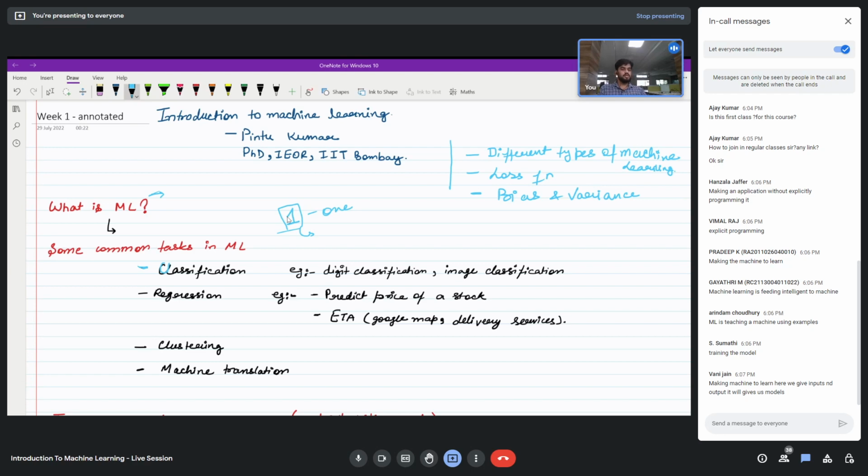Another example would be image classification task. That is, you are presented with the image of a dog, let's say, right? Then you know that it is a dog. But how can you train a machine to do that? That would come under the task of classification.